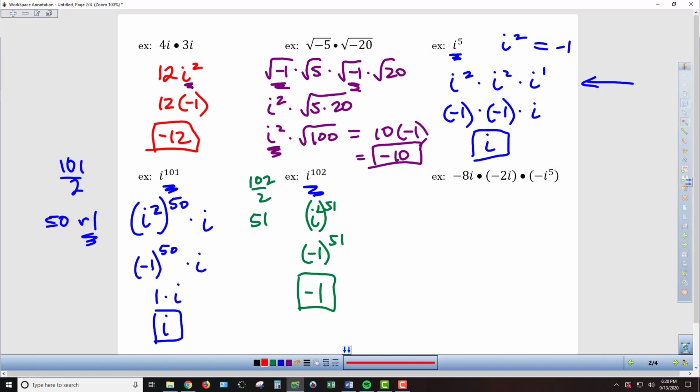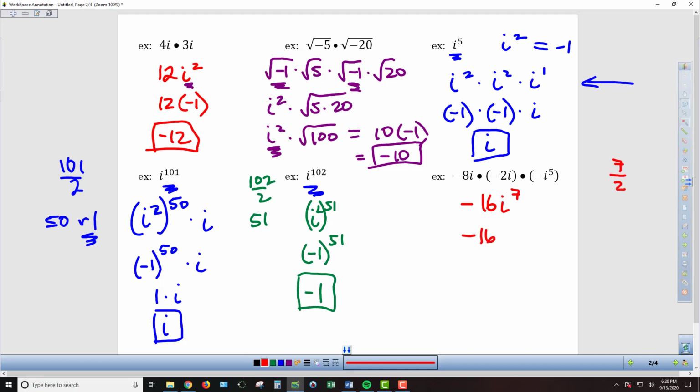In the last one that we see here, first of all, we have a negative times a negative times a negative, so I'm going to end up with a negative, at least temporarily. We're going to multiply the numbers: 8 times 2 is 16. Then I've got i times i times i to the fifth, so I've got a grand total of i to the 7th, just adding up the exponents. Now I'm going to do the same thing as I've done on the others. I have to remove as many i squareds as I have. So I'm going to have -16.